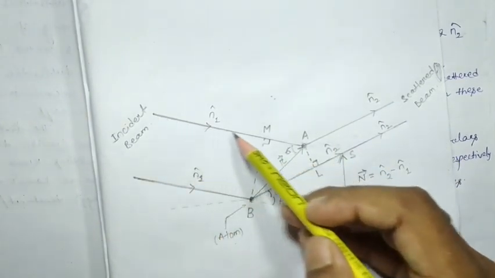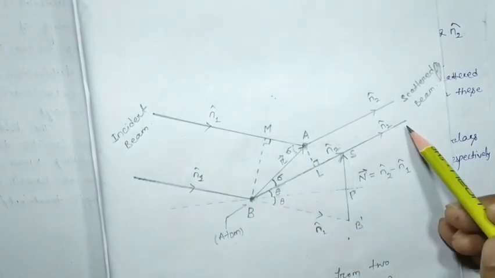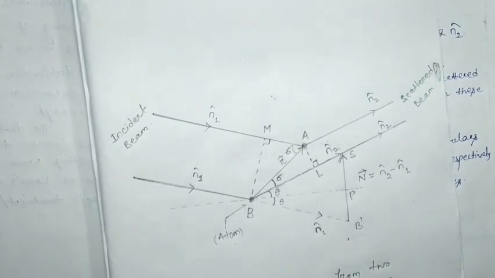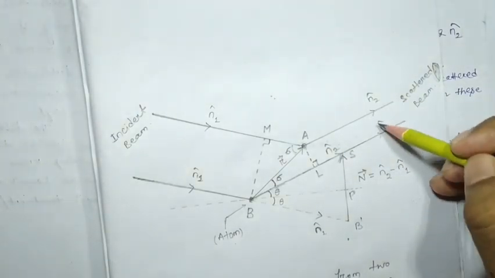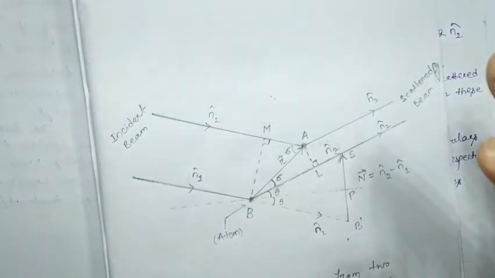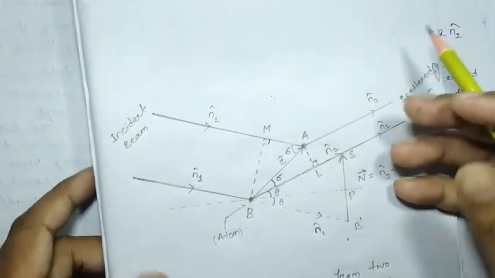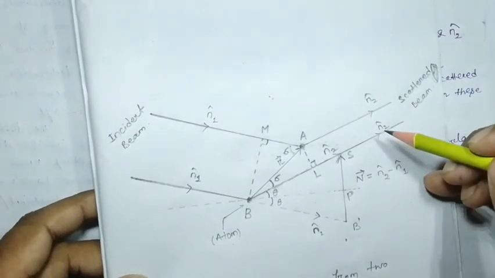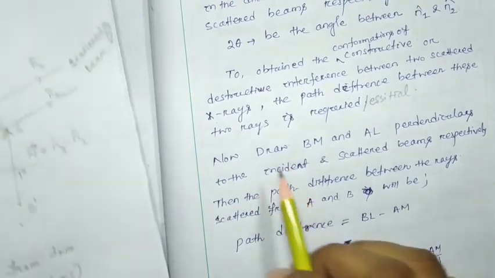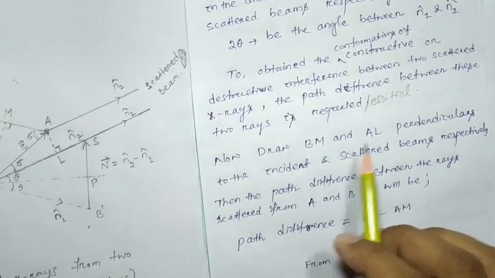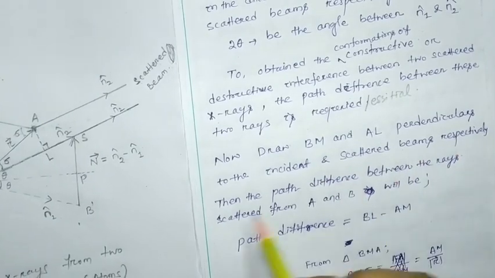So the path difference between this ray and this ray tells us whether there is constructive or destructive interference between these two rays. That is essential to confirm. Now for that we have to draw the perpendiculars BM and AL to the incident and scattered beams respectively.